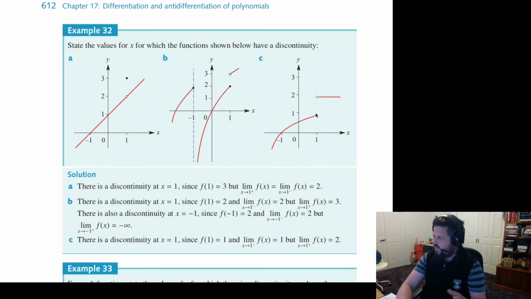So what they're saying here, at x equals 1, if we come in from the left-hand side, the limit as x approaches 1 from the left-hand side, you notice it approaches 1 at that particular point. If we come in from the right-hand side, we take the right-hand limit as we approach 1, it comes out to being 2. And because the left-hand limit is not equal to the right-hand limit, it's discontinuous at that particular point.